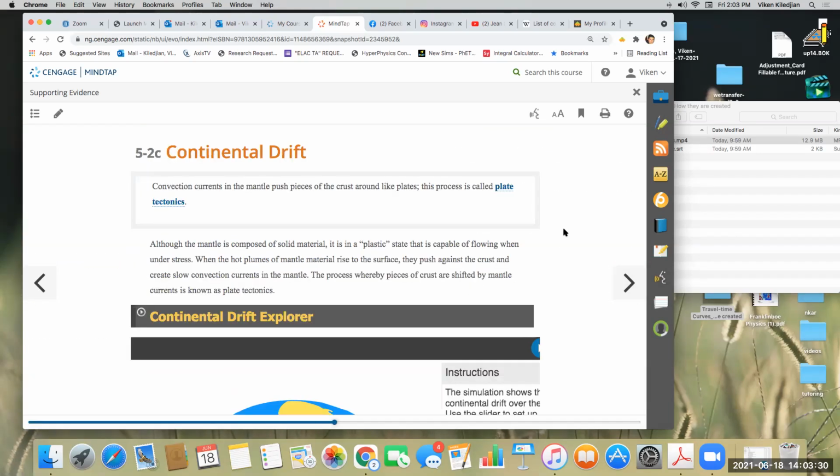Continental drift, also known as plate tectonics. Convection currents in the mantle push pieces of the crust around like plates. This process is called plate tectonics.